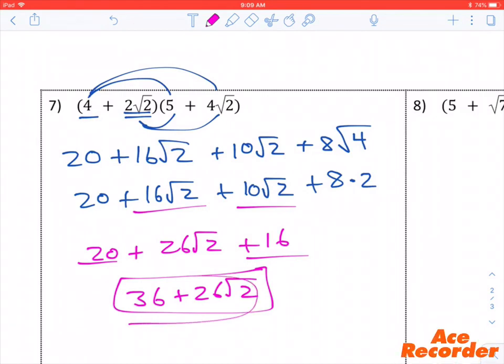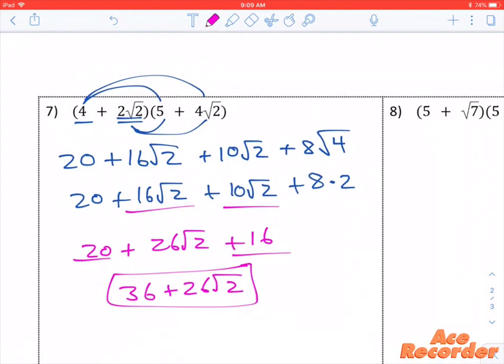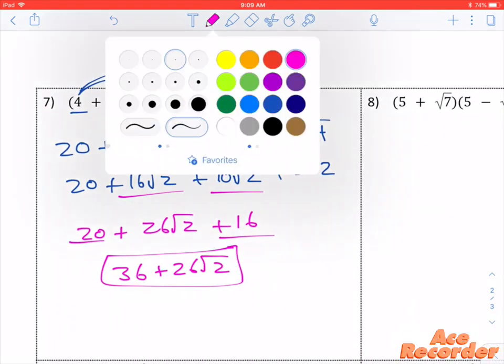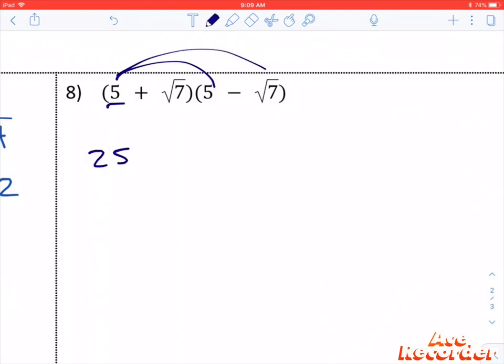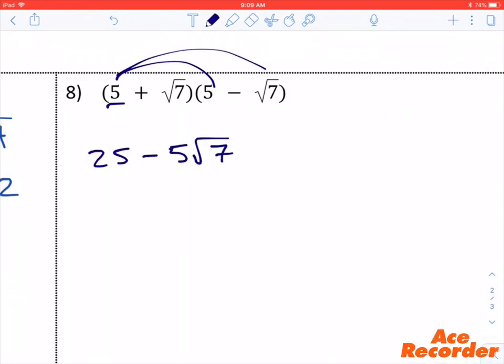Remember, these are not like terms. Those got to stay separate. That's why we have that simplified answer at the end. Okay, so let's look at number 8. Number 8 is pretty similar. 5 times 5, 25. 5 times negative 1 is negative 5 square root of 7. And then look here. That's really a 1 in front, so 1 times 5 is 5 square root of 7.